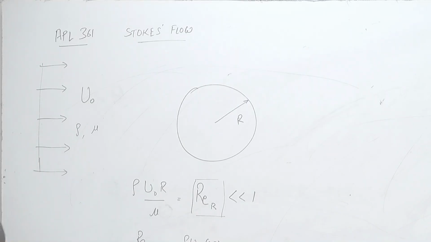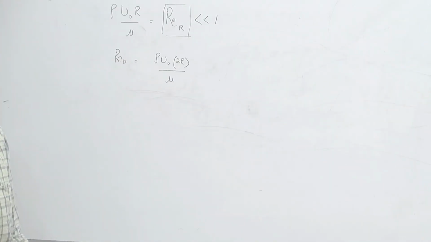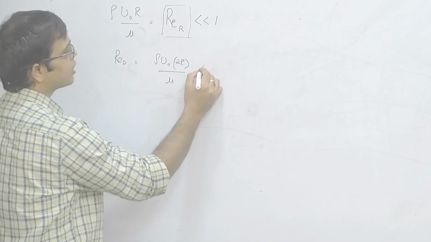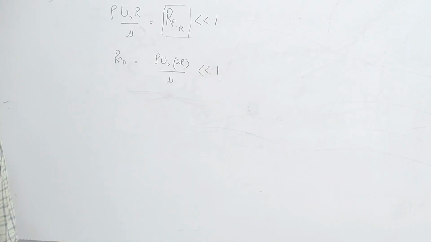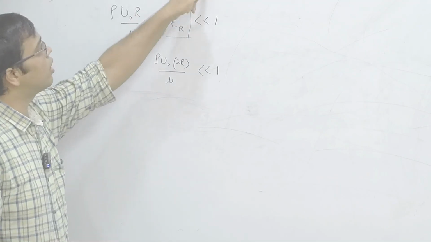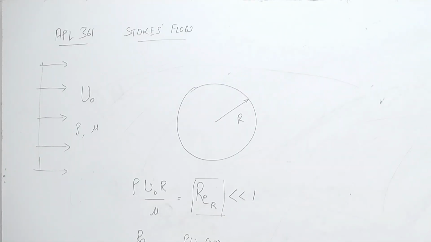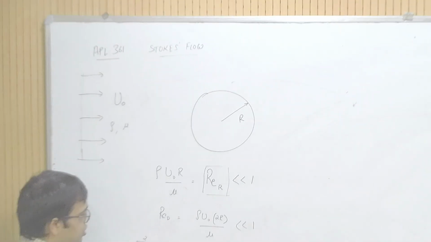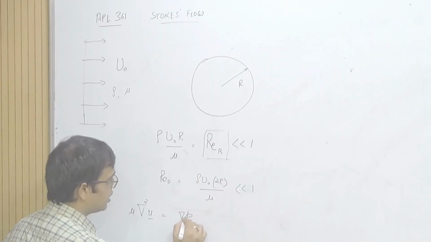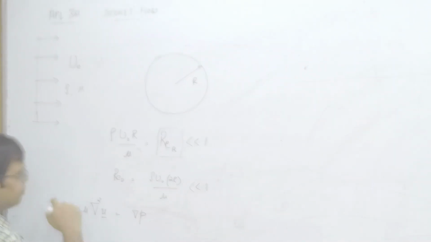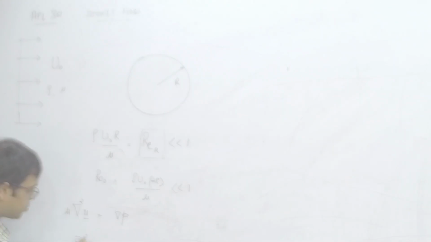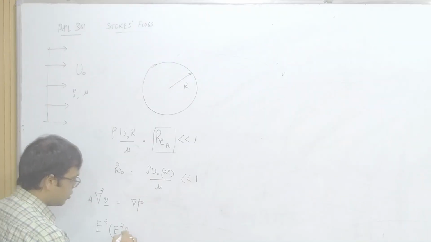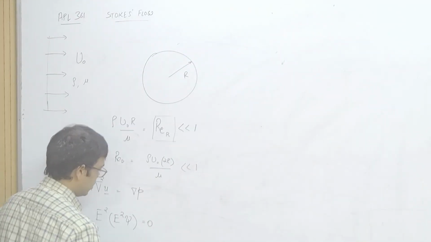You may see this also reported in some textbooks, with people saying this is much less than 1. Both are fine. The Reynolds number based on a length scale of the sphere is small. So when you do this, you get the Stokes governing equation, mu del square u equals grad p, and we know that this translates to E2 of psi equals 0.